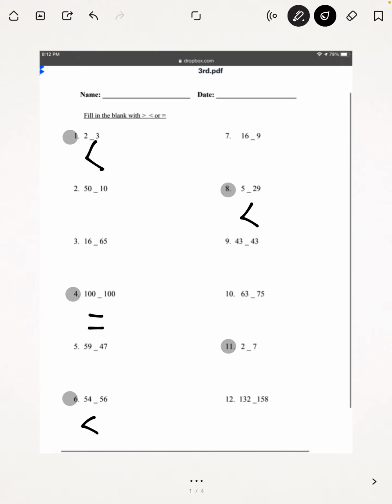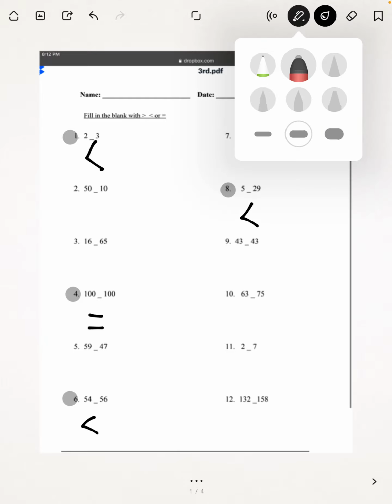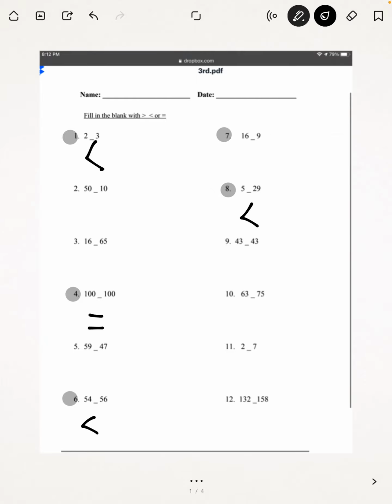Okay, instead of this, let's do this one. Okay, 16 and 9. 16 is greater than 9 because it's a two-digit number, and 9 is closer to 0. So this one would go this way, so that the mouth is pointing to the bigger number.